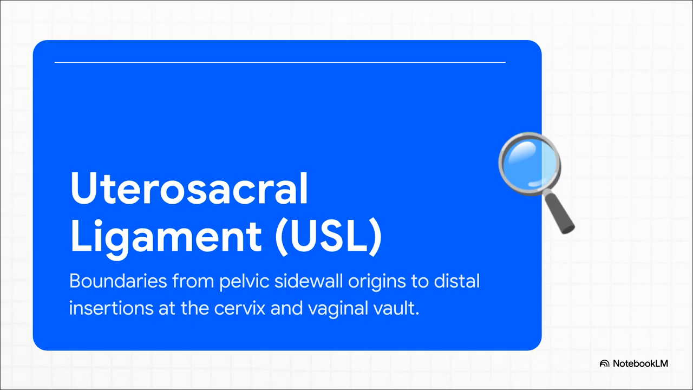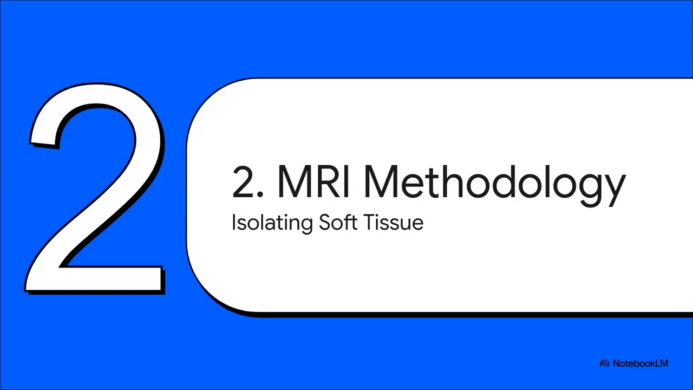So, to make sure we're on the exact same page as the researchers, we need a strict baseline. In this study, the uterosacral ligament is defined by its entire spatial continuum. We're not just looking at some mid-substance snippet here. The boundaries stretch from the precise fascial origins way out at the pelvic sidewall, swooping all the way down to the exact distal insertions anchoring into the cervix and vaginal vault. Having this incredibly strict, standardized definition is exactly what makes the MRI data we're about to look at so reliable for us clinically. Moving right along to Section 2, MRI methodology and approach.